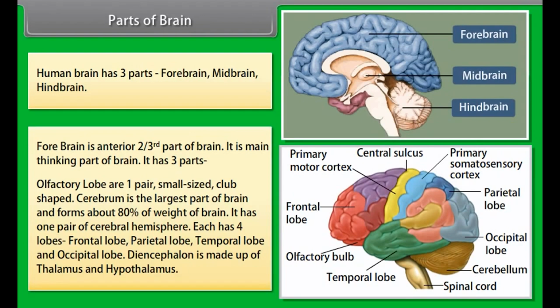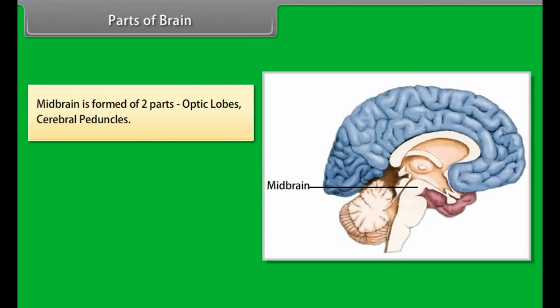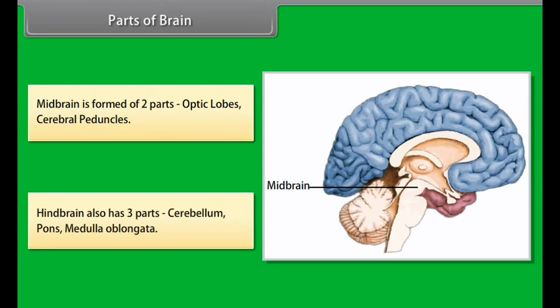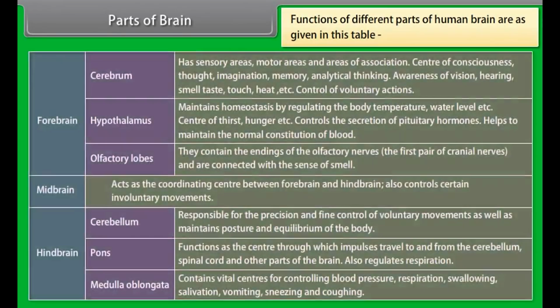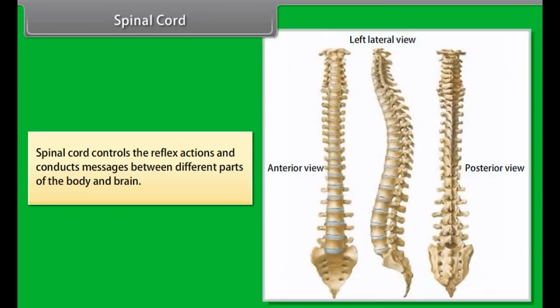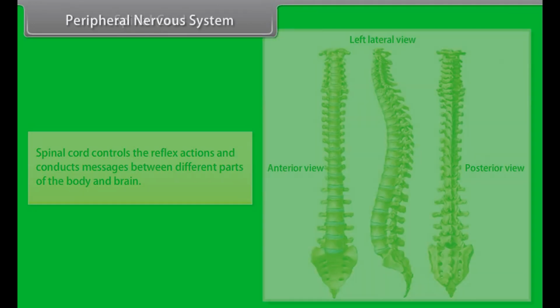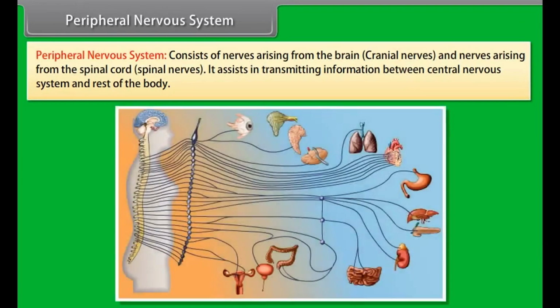Diencephalon is made of thalamus and hypothalamus. Midbrain is formed of two parts: optic lobes and cerebral peduncles. Hindbrain also has three parts: cerebellum, pons, medulla oblongata. The functions of different parts of the human brain are as given in this table. Spinal cord. The spinal cord controls the reflex actions and conducts messages between different parts of the body and the brain. Peripheral nervous system. The peripheral nervous system consists of nerves arising from the brain, cranial nerves, and nerves arising from the spinal cord, spinal nerves. It assists in transmitting information between the central nervous system and the rest of the body.